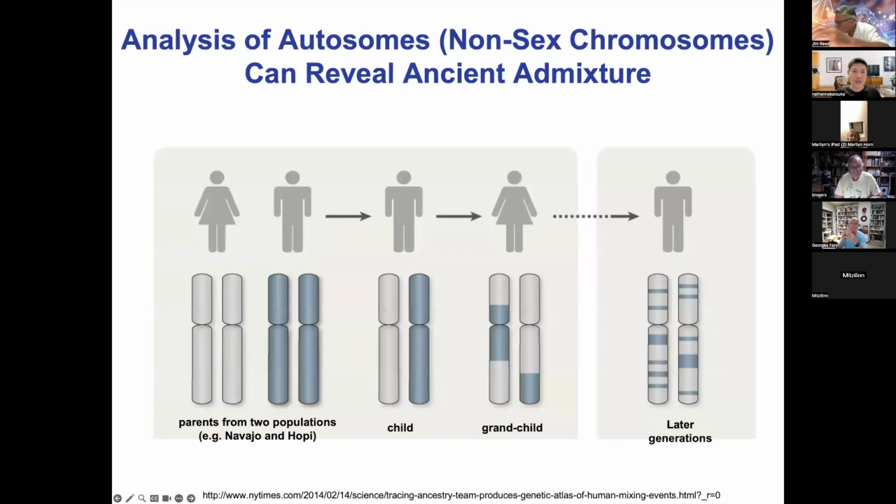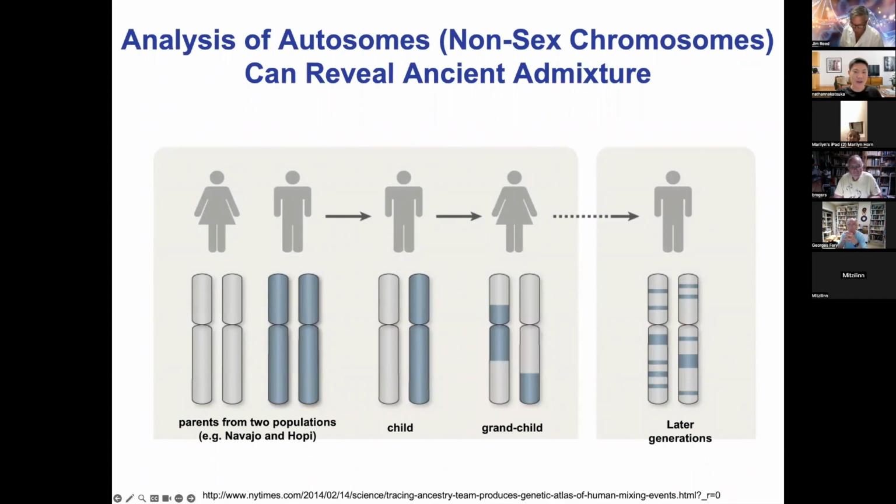So mitochondrial and Y chromosome DNA can reveal some aspects of human history, but the autosomes, and these are the non-sex chromosomes, are usually more powerful for revealing mixture between two populations because they're much larger and there are more of them. So I often use this example when teaching Native American high school students, some of whom might be, for example, part Navajo and part Hopi, or part Cherokee, part Shoshone, or etc.